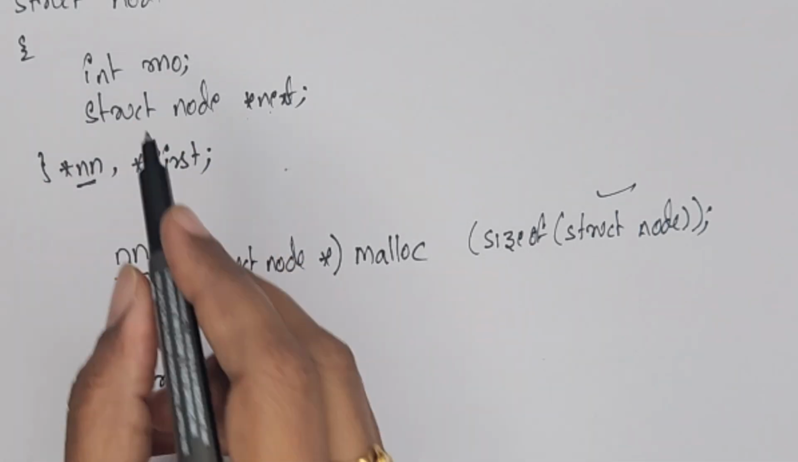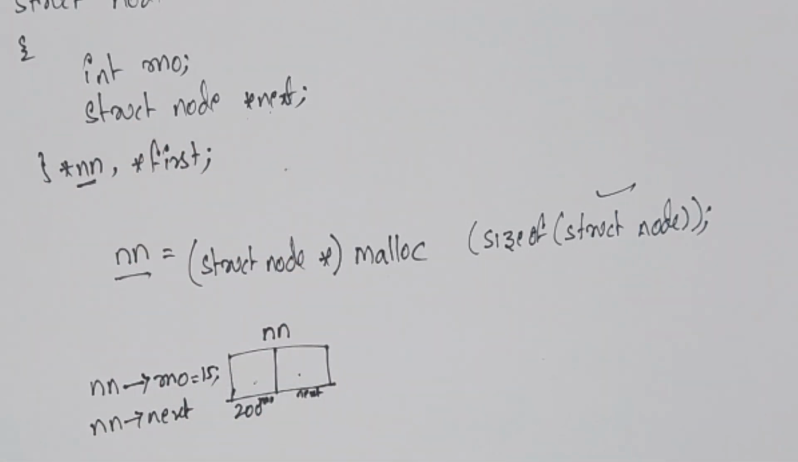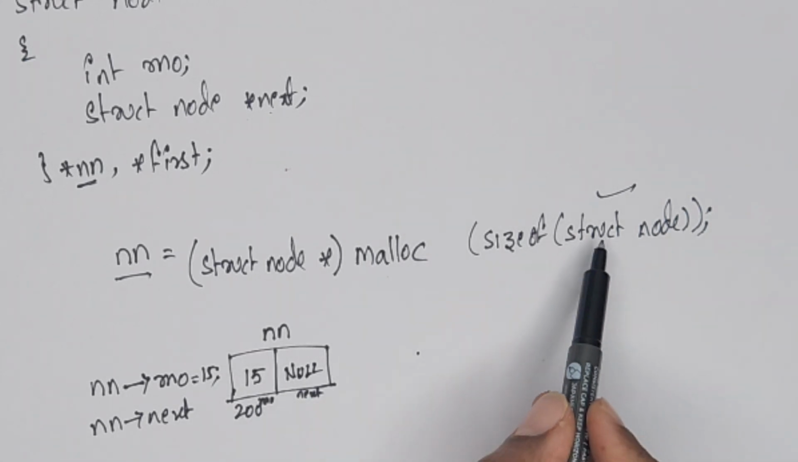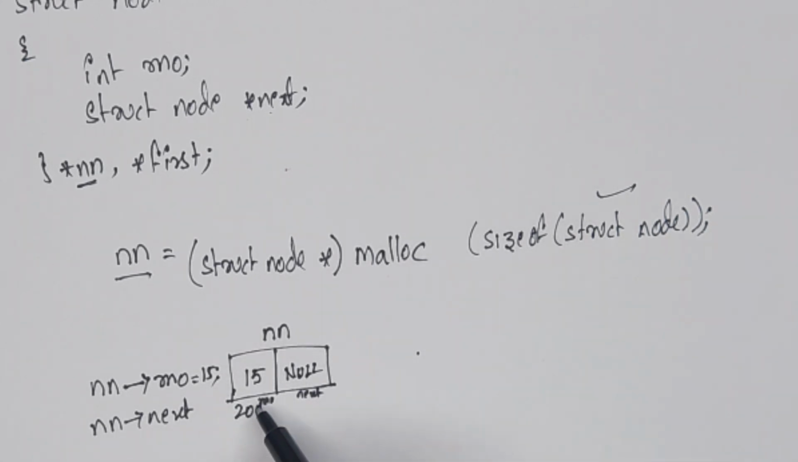nn of roll number is one integer, so I am going to assign one integer. nn of roll number is 15. Fine, 15 will be assigned. Now in nn of next, what do you have to store? The address of the next node. Now there is no next node, so simply assign null. Like this, we have to create one node. You have to allocate memory for the node, and the node name is nn. Like this, you can access the members.